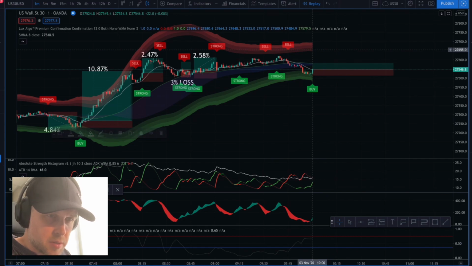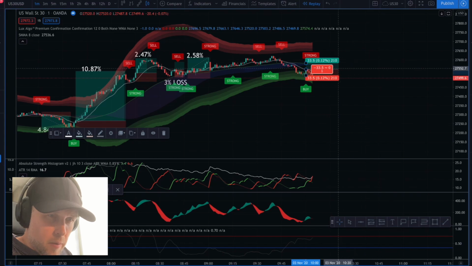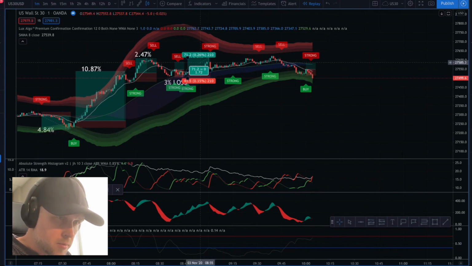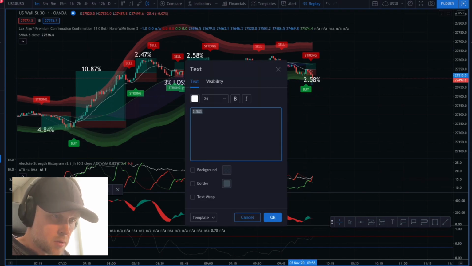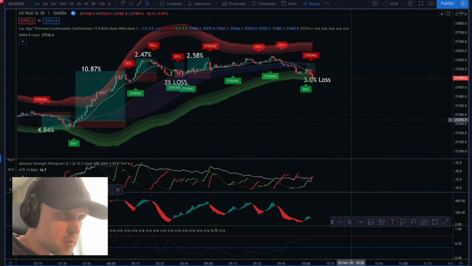And let's see what happens here. Okay, so we would have lost our 3% on that one. That is okay. That happens. I'm glad that I'm following the rules. There's a saying, if you follow the rules, you're winning. All right, so now we look for the next trade opportunity.